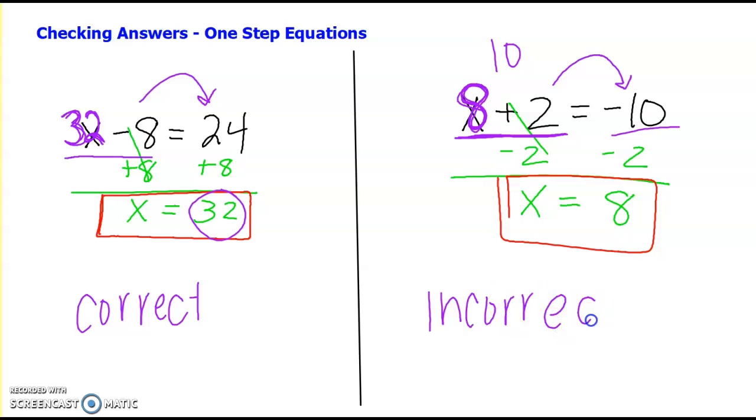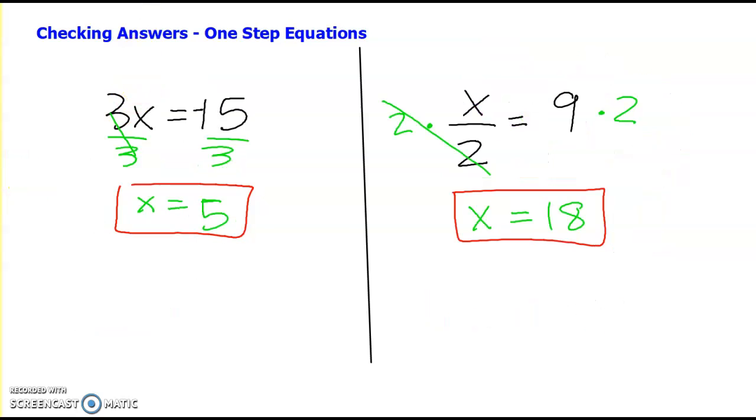And you would know to go back and check over your work. If we look over it quickly here, this person did do the opposite operation, correct? Positive 2, minus 2 on both sides. But here's where they fell short. Negative 10 minus 2 gives you not 8, but negative 12. So again, it clues you in that you did not get the correct answer. Go back and check your work.